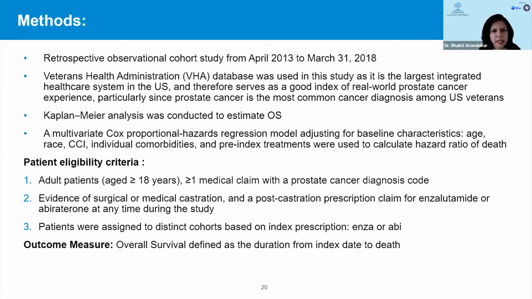Patients were selected as long as they were adult patients, they had evidence of surgical or medical castration, and they were assigned to two different cohorts based on whether they had enzalutamide or abiraterone. And then outcome, I've talked about this. We looked at overall survival.